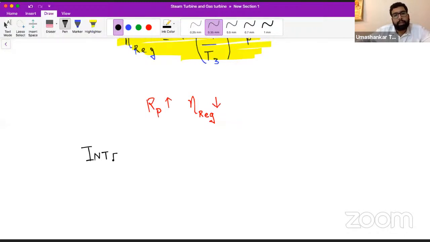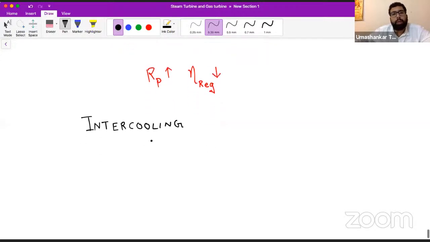And then we'll see the reheating. And after that, we will go to the actual gas turbine cycle in the next session. So we have intercooling. We will also solve some questions of this ideal Brayton cycle. At least 1 or 2 questions we'll solve, so that this will all be clear. Then we'll see the actual gas turbine cycle, and we'll solve a question of the actual gas turbine cycle also.